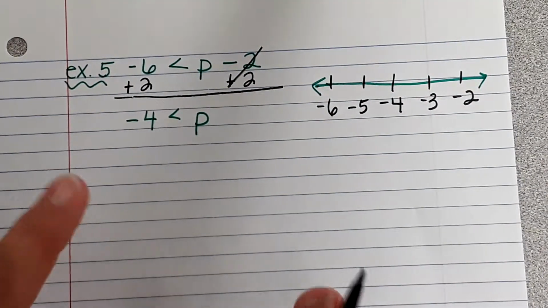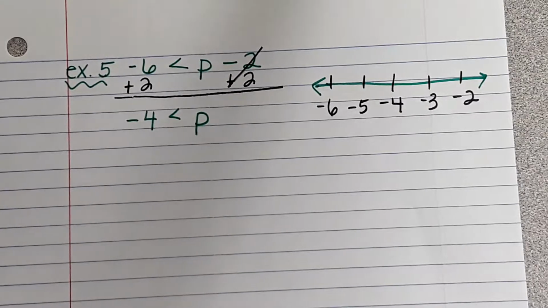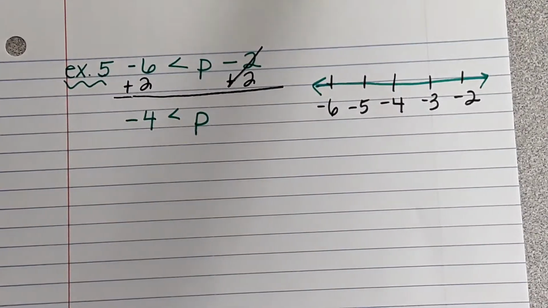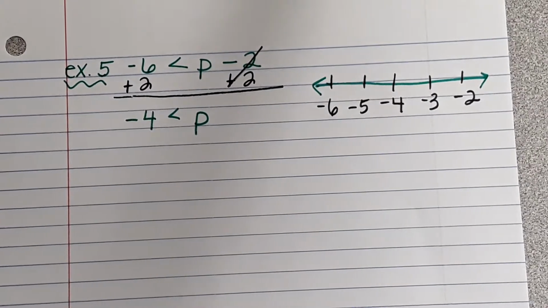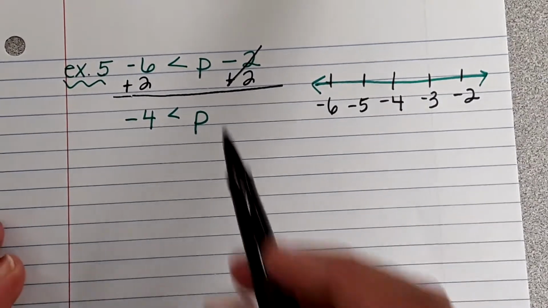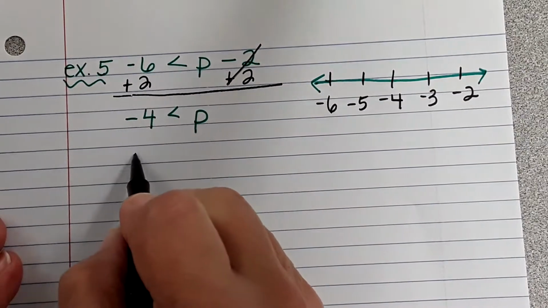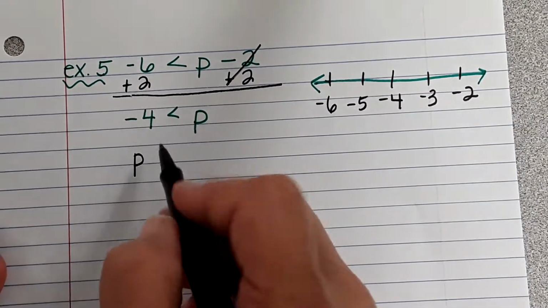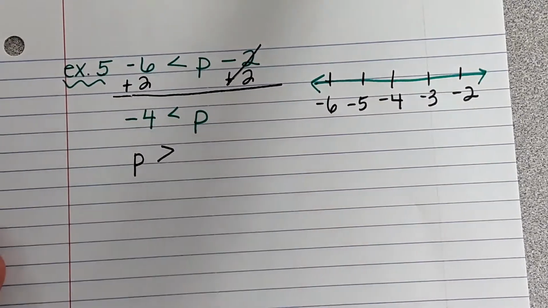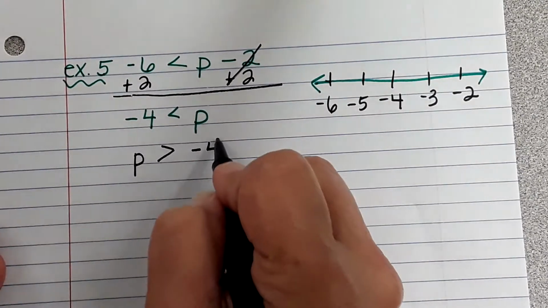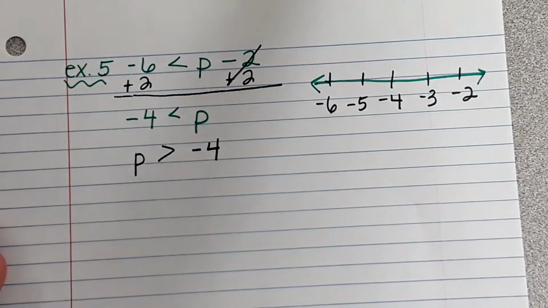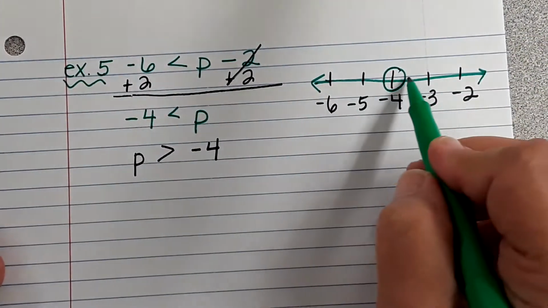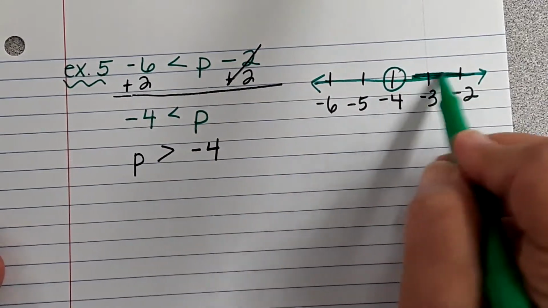If you don't like that and that confuses you, then let's rewrite it, okay? So that's a perfectly fine answer. But if you want your variable to always be on the left-hand side, let's rewrite it. So I'll write P here. Now see how the mouth is facing the P? You have to flip it so that it's still facing the P. Now you can put that empty circle on 4 and shade this way.